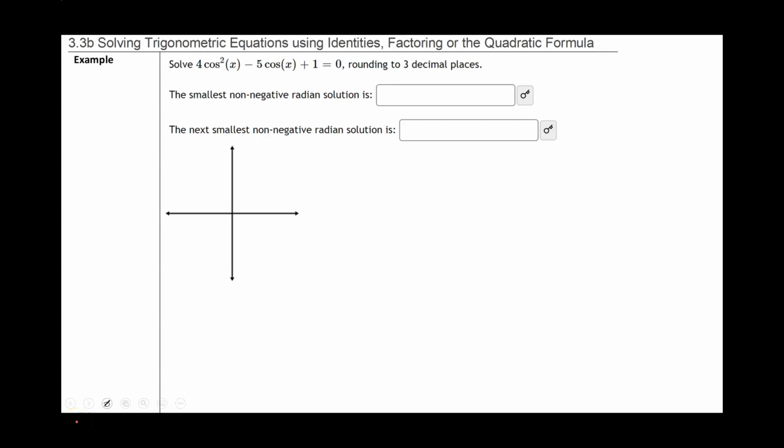Before this section, if you need a refresher of factoring, please make sure that you watch the optional video on factoring that has been posted.